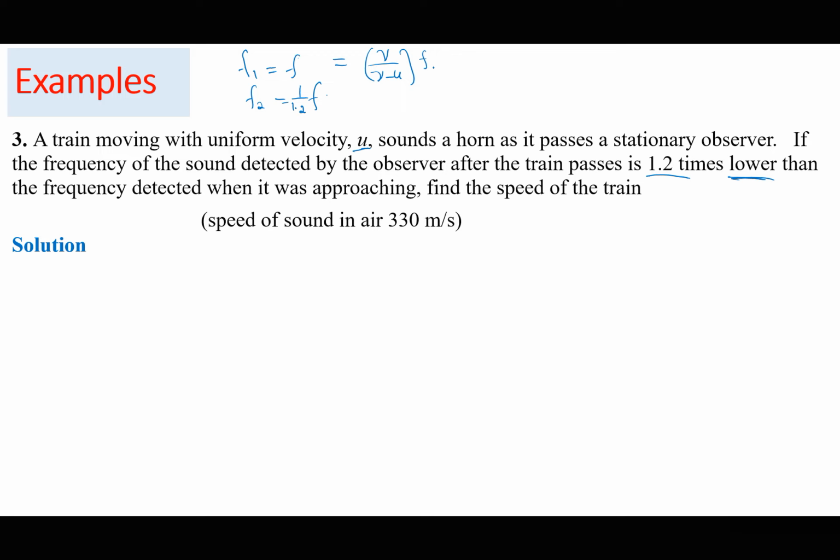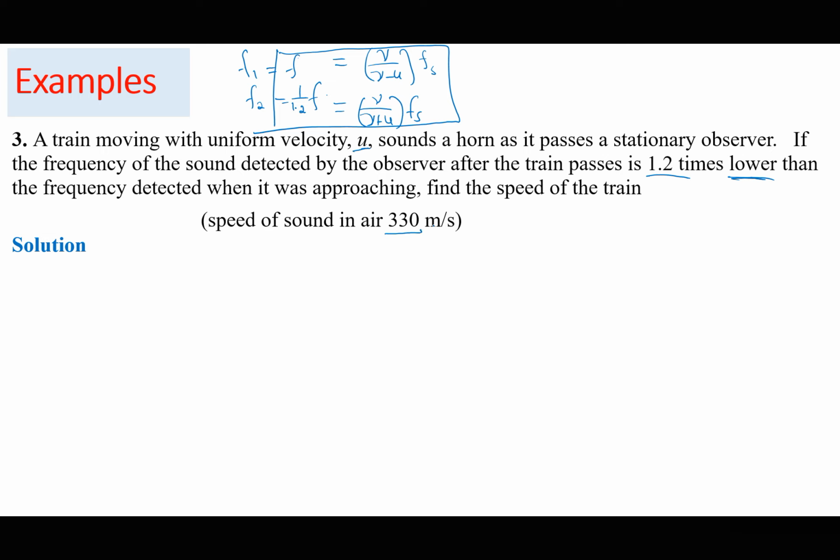Sorry, let this be Fs. The frequency of the source is Fs. Then when it was receding, this is going to be V divided by V plus U times the frequency of the source, which is Fs. So I now have two equations which I can manipulate.